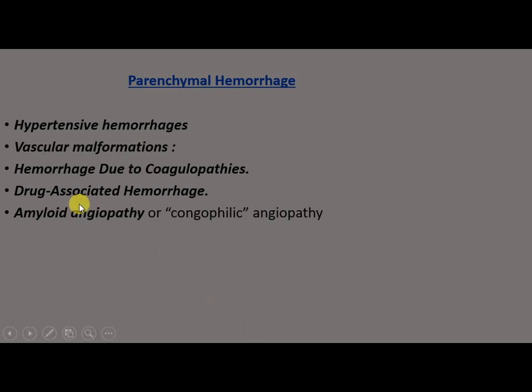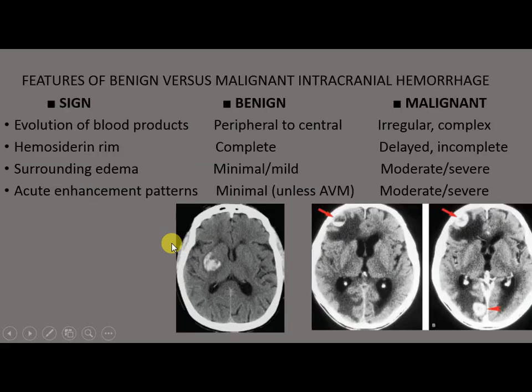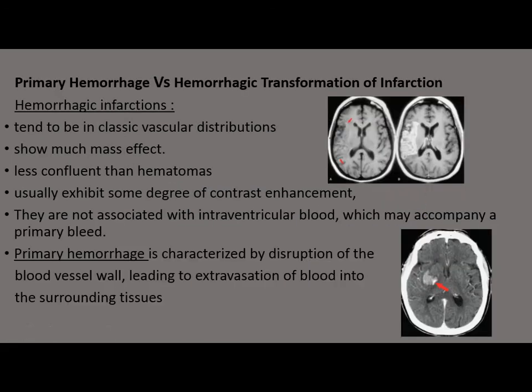These are other causes of parenchymal hemorrhage: coagulopathy, drugs such as cocaine, and amyloid angiopathy, which occurs in the elderly. And this is the differentiation between benign or primary parenchymal hemorrhage versus the malignant one. I think we have no time. And we have primary hemorrhage with hemorrhagic transformation of infarction.